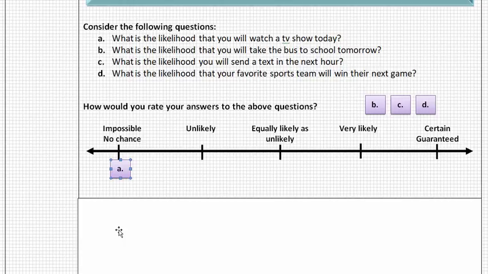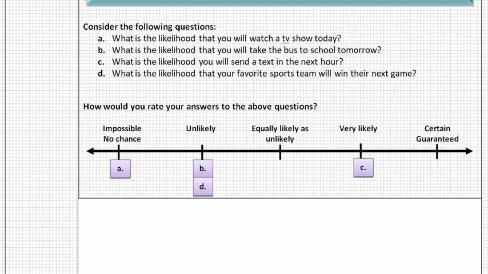So we're all going to rate our own likelihood to our answers to these questions. Go ahead, pausing the video, and mark for A, B, C, and D where on this scale of impossible, unlikely, equally likely as unlikely, very likely, certain, which could also be described as guaranteed. So take a few moments to do that, then resume the video and we'll compare. Alright, let's compare. Again, yours may be in a completely different position.